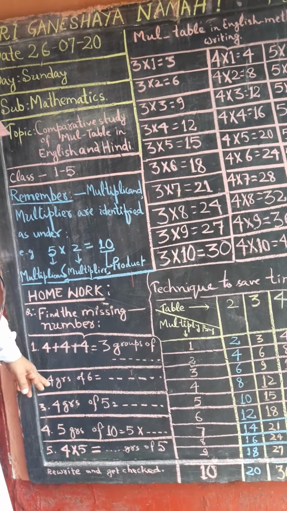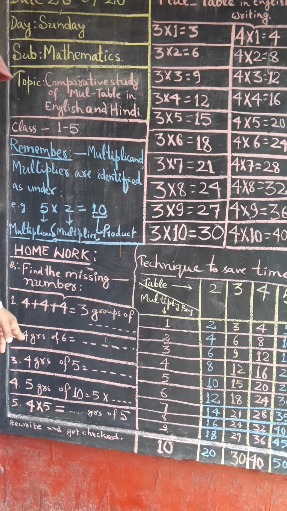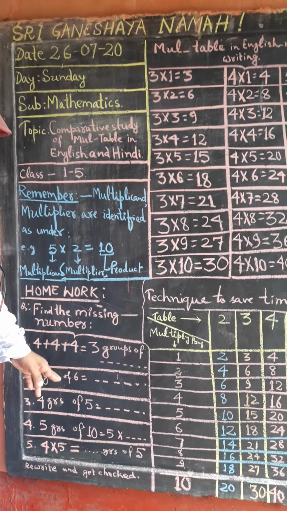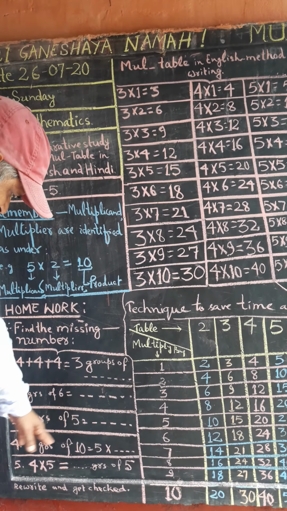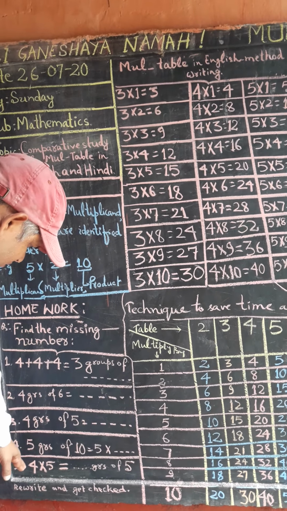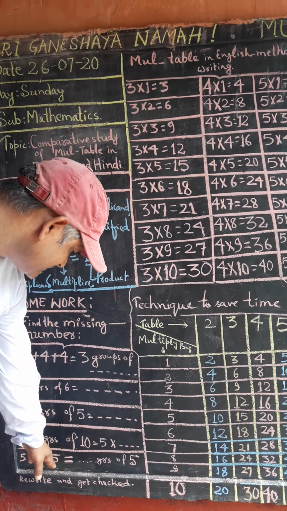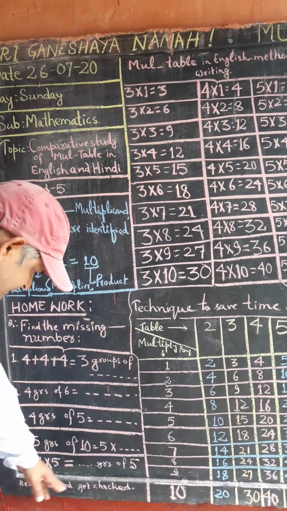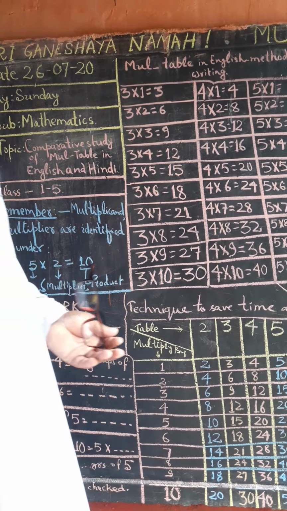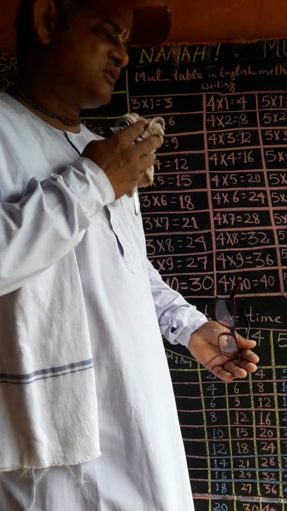Second question, 4 groups of 6 equal to what? So you have to write 4 into 6, what will be there, you have to write here. And 4 groups of 5, 5 groups of 10, 4 into 5 is equal to how many groups of 5. You have to mention all this. Homework is rewrite and get it checked. In next class you will learn more and more multiplication table and through this very technique.